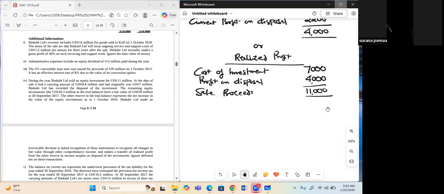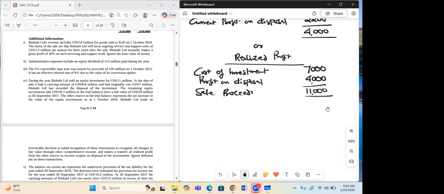Okay. So you can do this. Then they said the remaining equity investment, the 26.5 million in the trial balance, has a fair value of 29 million now. So we can look at the remaining equity investment as, I'll call the remaining one 6B. The remaining one.